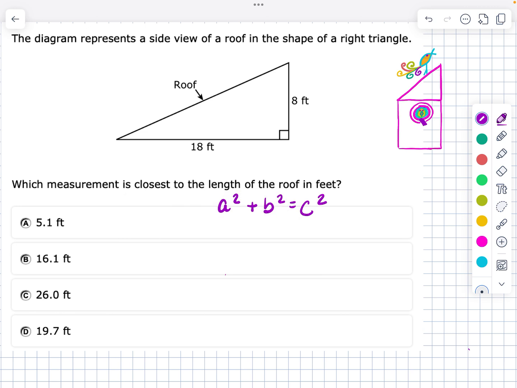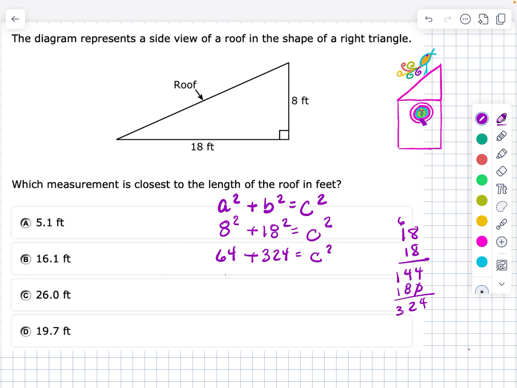So I'm going to go ahead and put in, let's do 8 for A and 18 for B, and that's equal to c squared. 8 squared is 64. 18 squared, let's do that real quick. 8 times 8 is 64, 144, 324, and that's equal to c squared. And now I need to add 324 and 64, and I get 388 is equal to c squared.